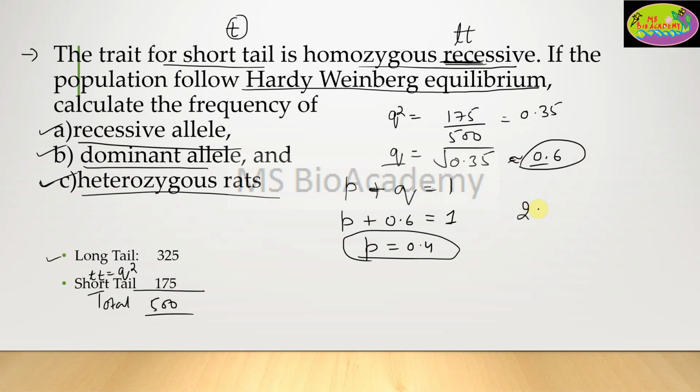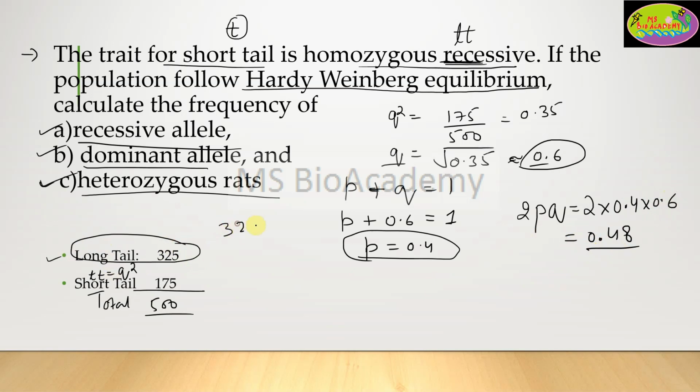So that is 2pq. I told you heterozygous is 2pq. Just do 2 multiplied by the value of p, 0.4, multiplied by the value of q, 0.6. It will come to 0.48, right? So that is how you are going to calculate such kind of a problem. This is also a quite easy one, right? Now here, why haven't we calculated from the long tail, that is, why haven't we done 325 divided by 500 and calculated the p square? Why haven't we done this?